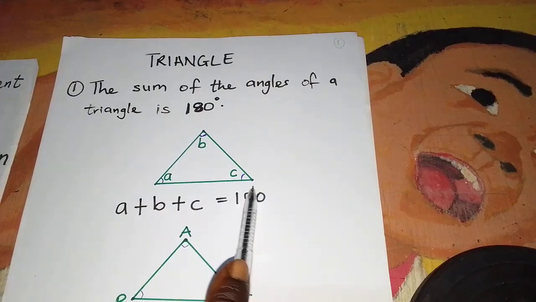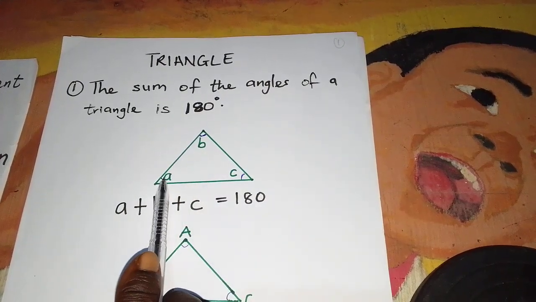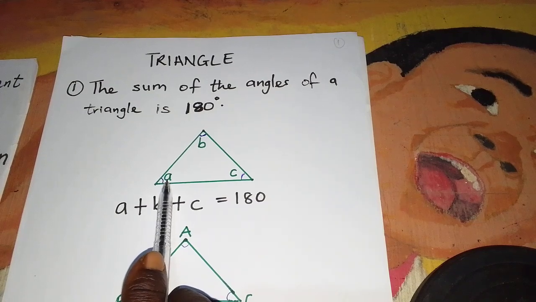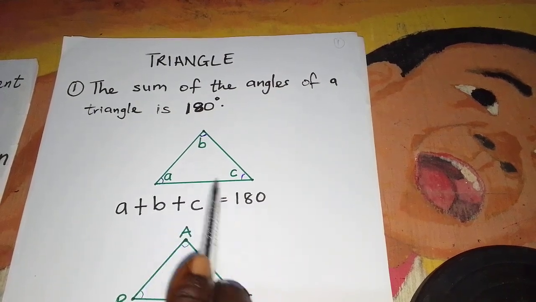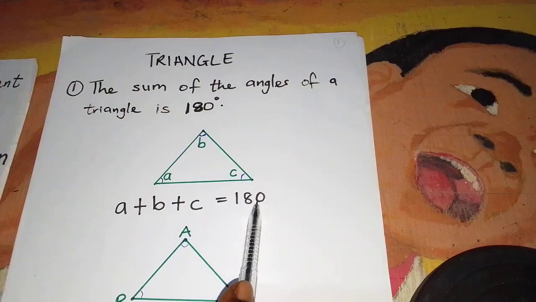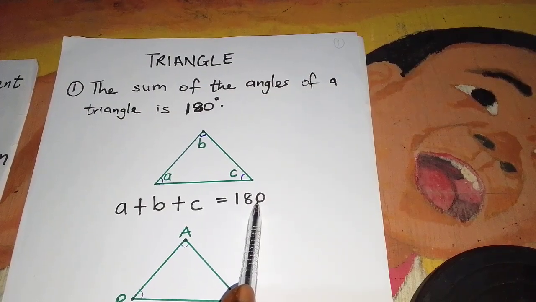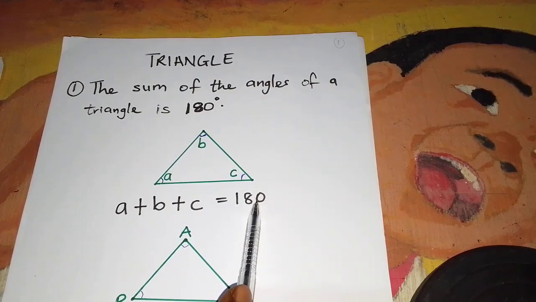Now this is a triangle. If you look at the angles inside the triangle, this angle A, if you add this angle B plus this angle C, everything should sum up to 180 degrees. Sum of angles in a triangle is equal to 180 degrees.